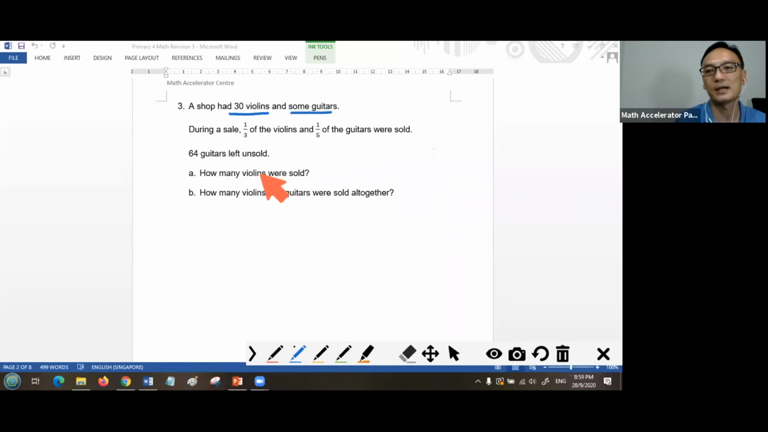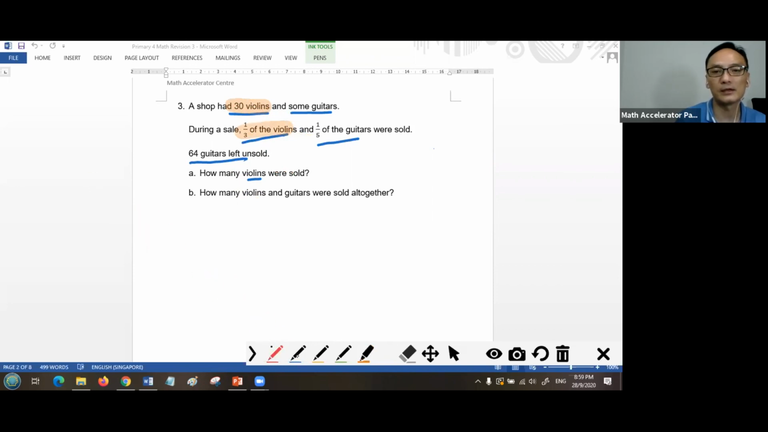So that's the first part. Then the second thing is during a sale, 1/3 of the violins and 1/5 of the guitars were sold. 64 guitars were left unsold. So the first question is not asking about guitars, it's asking about violins. So let's go back to the violin. What is the information on violin? The first thing is we know there are 30 violins. 1/3 of them were sold.